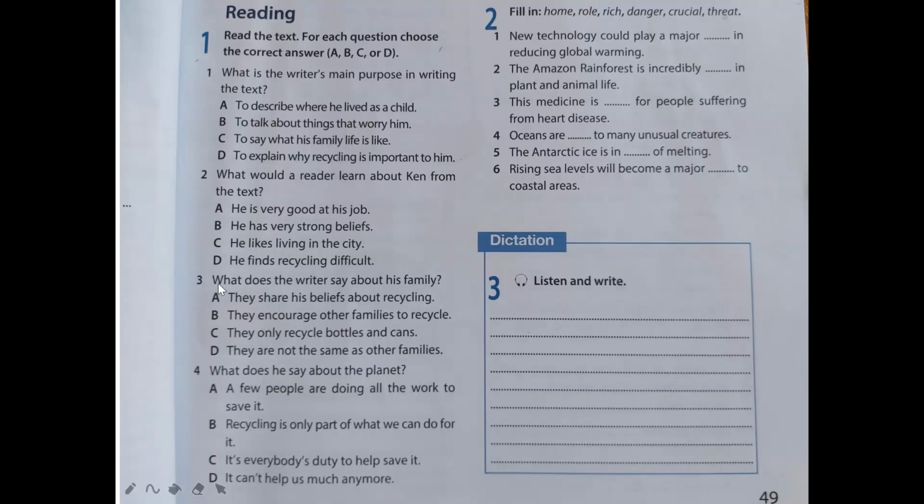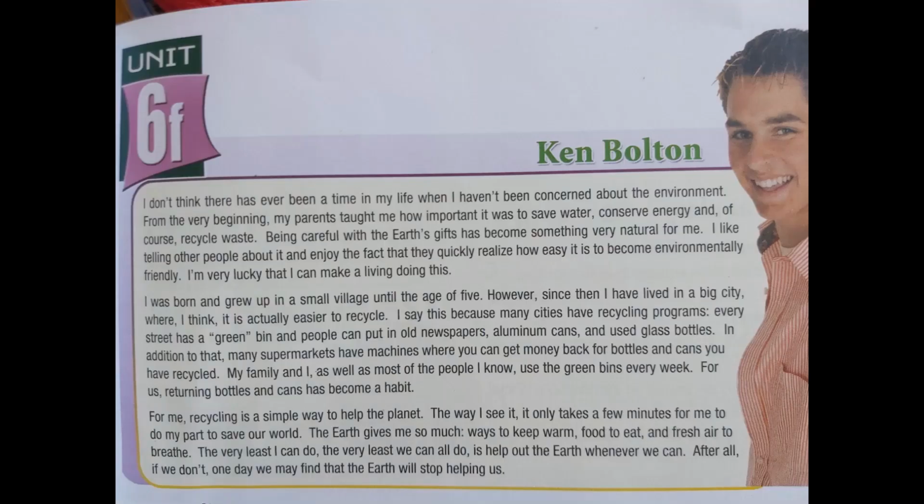Question 3, please. What does the writer say about his family? Which is your answer? A is the correct answer. Why do you choose A? They share his beliefs about recycling. In the text, you see that my parents taught me how important it was to save water, conserve energy, and of course, recycle waste. And another sentence, my family and I, as well as most of the people I know, use the green bins every week. For us, returning bottles and cans has become a habit.